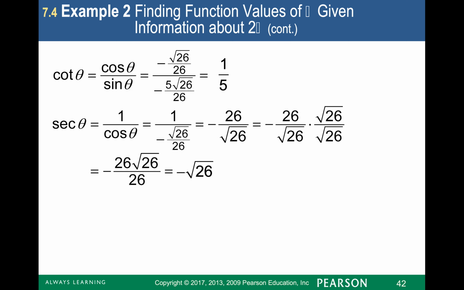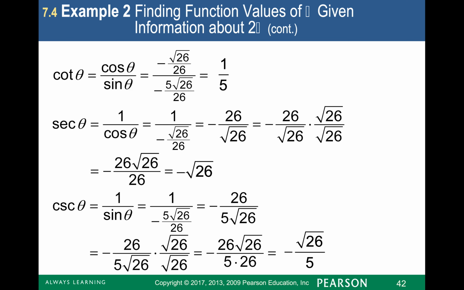which gives me negative square root of 26. Cosecant is the reciprocal of sine, so I'm going to invert sine, then rationalize the denominator to get negative square root of 26 over 5.